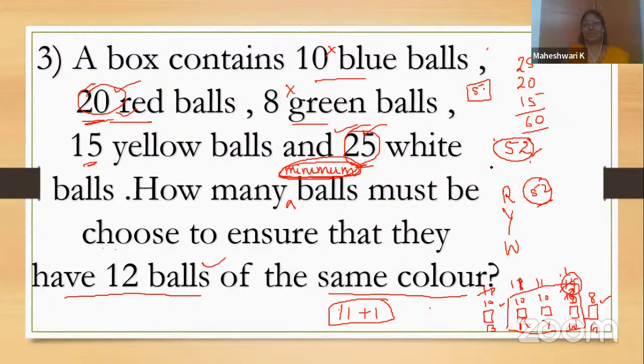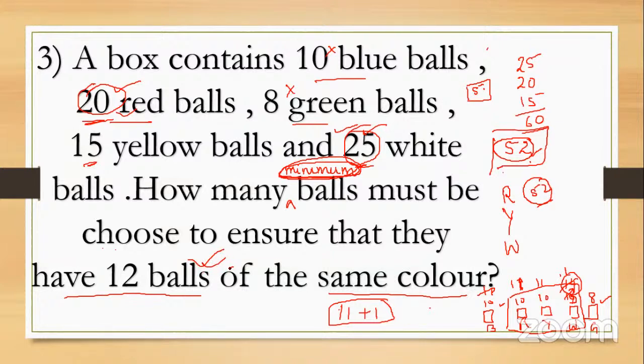If 52 balls are taken out in one go, you mean we will get 12 balls of the same color? Yes. But what if you get these blue and green balls along with it, because they're all in the same bag? You still get 12 balls of the same color?